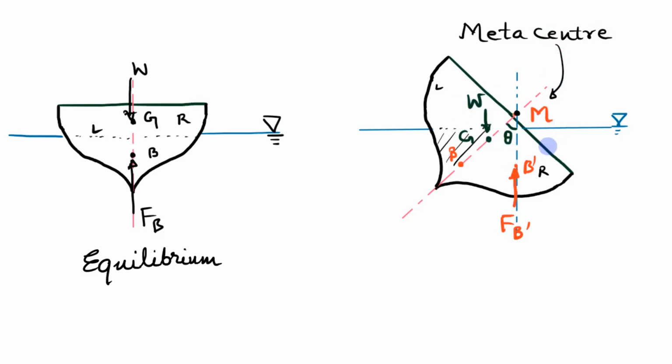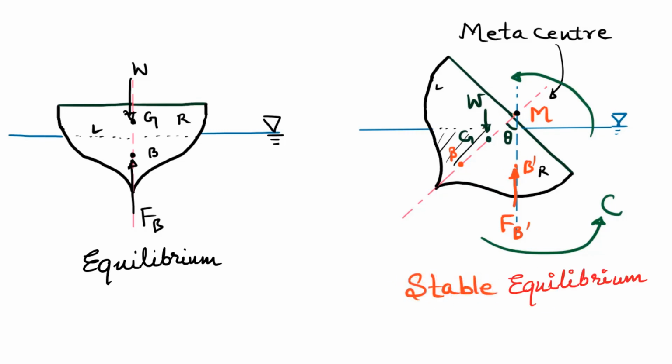Now in this figure, you can observe that M is above G, and the couple acting on the body in its displaced position is a restoring couple because of Fb. This couple, let's say C, will bring the body back to its original position. We can see here that M lies above G. Since the body will come back to its original position, this configuration is called stable equilibrium.